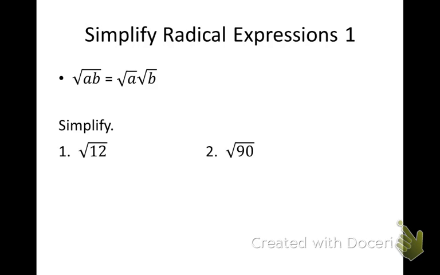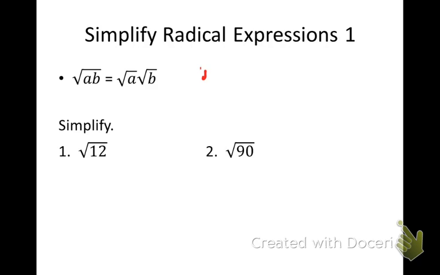If we have the square root of a times b, that's equal to the square root of a times the square root of b. So you can break it down into factors of whatever that number is and take the square root of each one. So we'll be looking for perfect squares. So again, think of the numbers that are perfect squares.